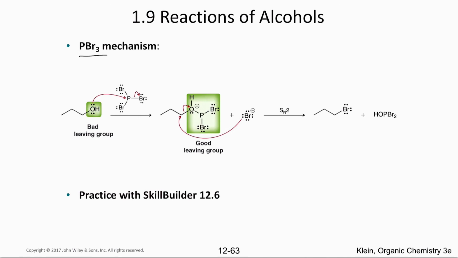The same thing with PBr3 as well. It converts a bad leaving group into a good leaving group, and then the bromine attacks it, undergoing an SN2 reaction to form the alkyl bromide. The byproduct that you get is HOPBr2, so basically converting it into another substance.